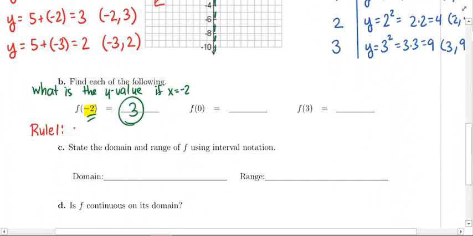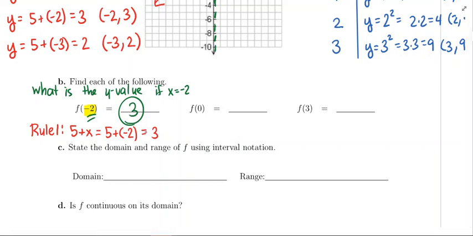You would do 5 plus x. X is -2 here, so you would get 5 plus -2. And that's how you could also come up with the 3. So either read it off the graph or get it from the formula. But the key here is that every time you plug something in, you better have just one output.